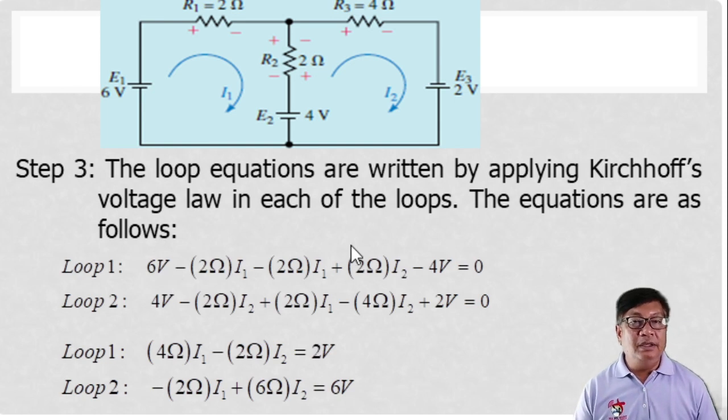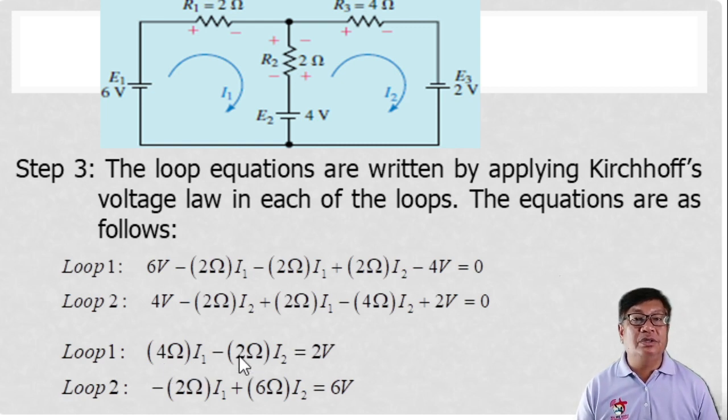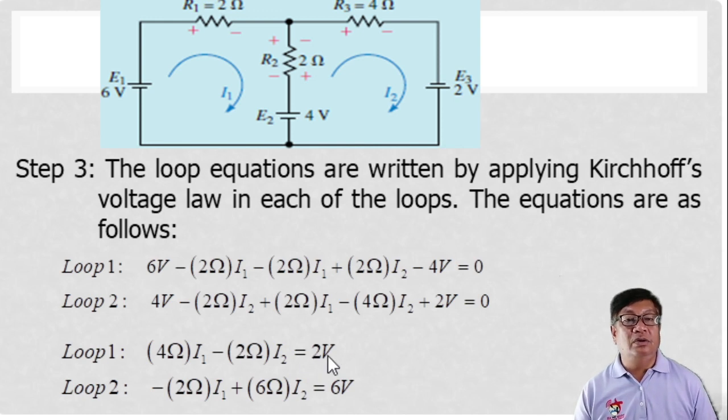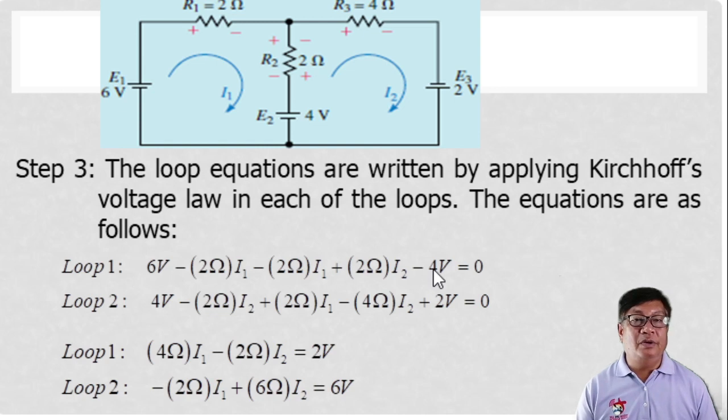Try to simplify the equation. To simplify, collect like terms and reduce to the simplified equation. We have 4 ohms times I sub 1 minus 2 ohms times I sub 2, and this is equal to 2 volts. That is equal to 6 minus 4, that is, you have this 2 volts.